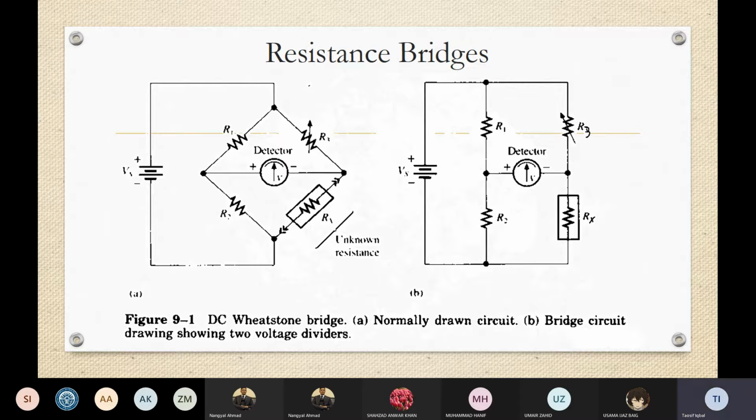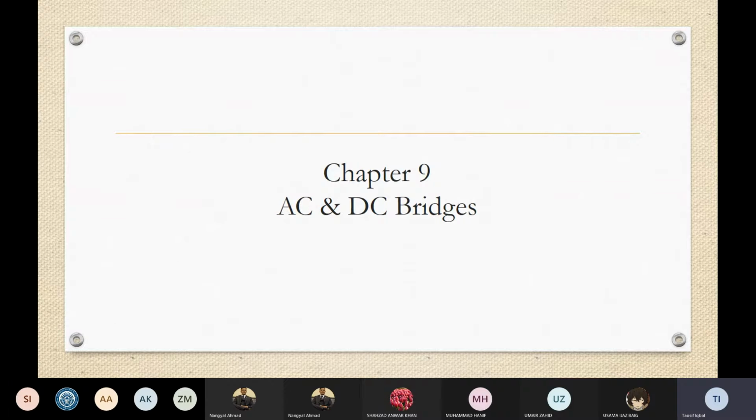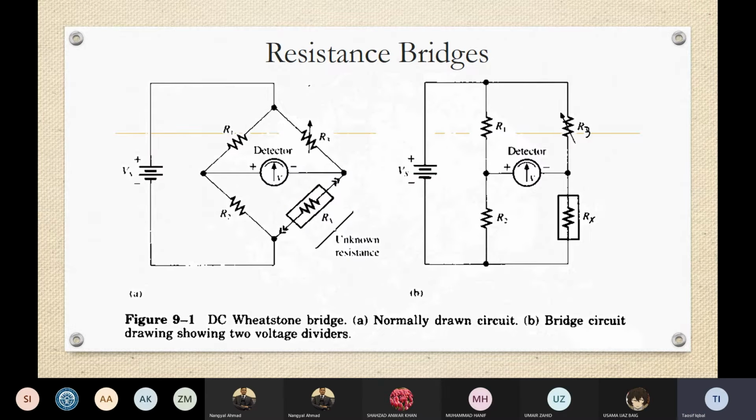So, we were discussing chapter 9, and in this chapter, we have AC and DC bridges. So, what is a bridge basically? In a bridge, we have four components. In case of a resistance bridge, we have four resistances, and they are connected in such a way that two resistances are parallel with the other two, and the midpoints are connected together with the help of a detector.